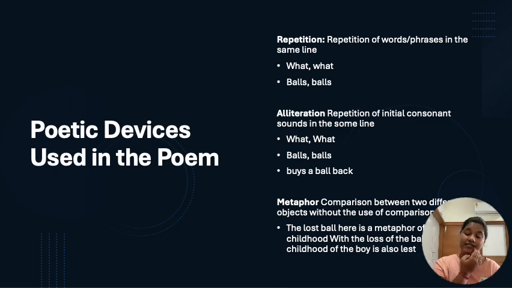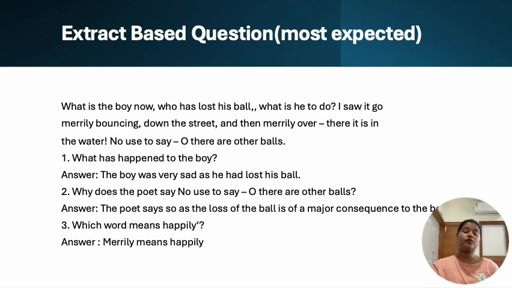The poetic devices that have been used in this poem are repetition, which means the repetition of words or phrases in the same line, like what, balls, and all. Then alliteration, repetition of initial consonant sounds in the same line. Then metaphor, comparison between two different objects without the use of comparison words. The lost ball here is a metaphor of the childhood; with the loss of the ball of the boy, childhood is also lost.